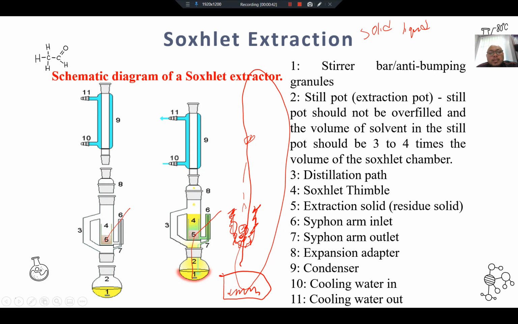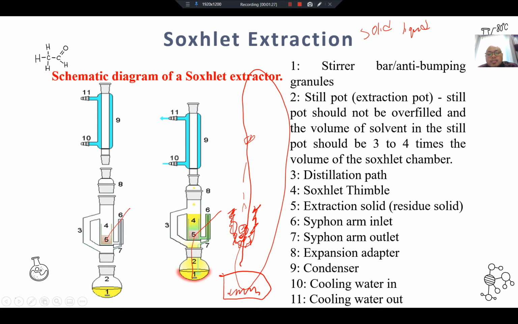Okay, here is the apparatus. If you look over here, number one is the stirrer bar. Then number 2 is the still pot, or distillation pot, or collection pot. Number 3 is the distillation path. When it is distilled, it will go through here and come back down. Then we have the thimble, the green one. Number 5 is the extraction solid. Number 6 is the siphon. Later we will see what the function of the siphon is.